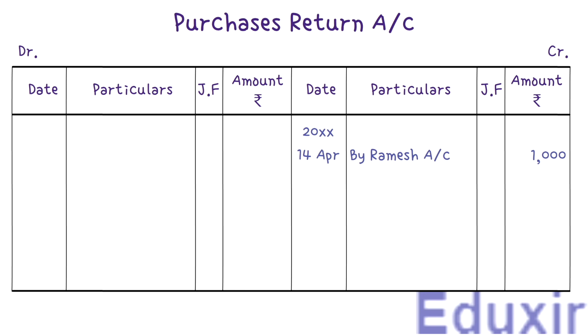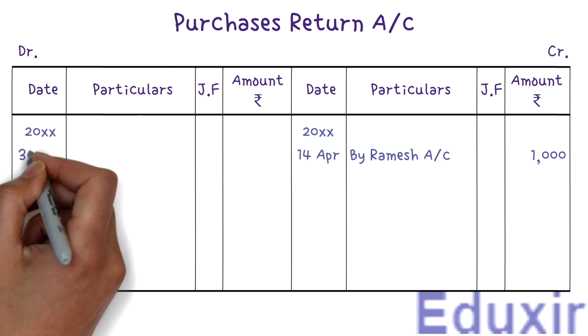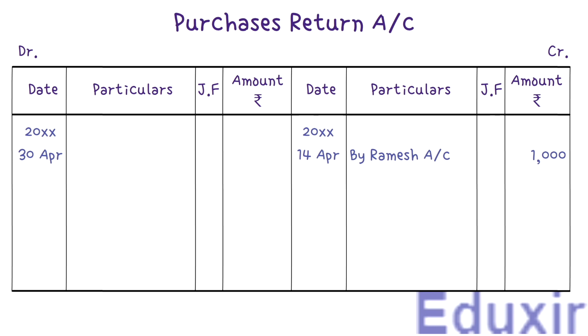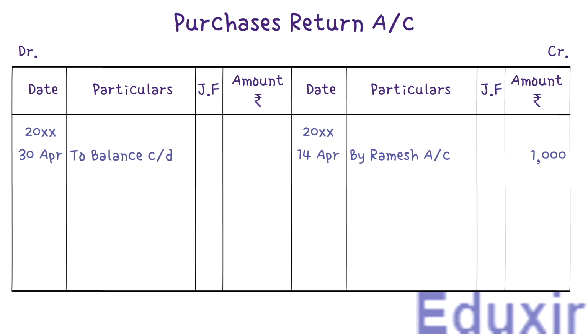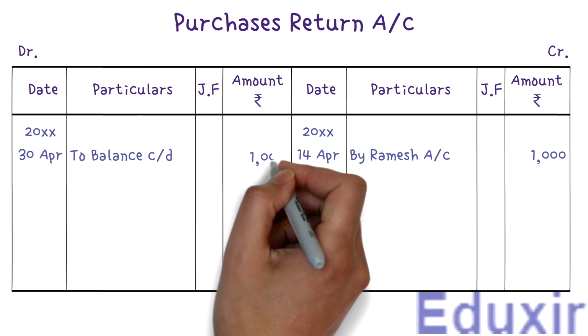As there are no entries on the debit side, the entire total of 1000 rupees should be carried down as credit balance. As this is the first entry on the debit side, let us first write the year and then let us write the date as the last day of the month. Let us then write to balance carried down in the particulars column. Let us then write 1000 rupees in the debit amount column.